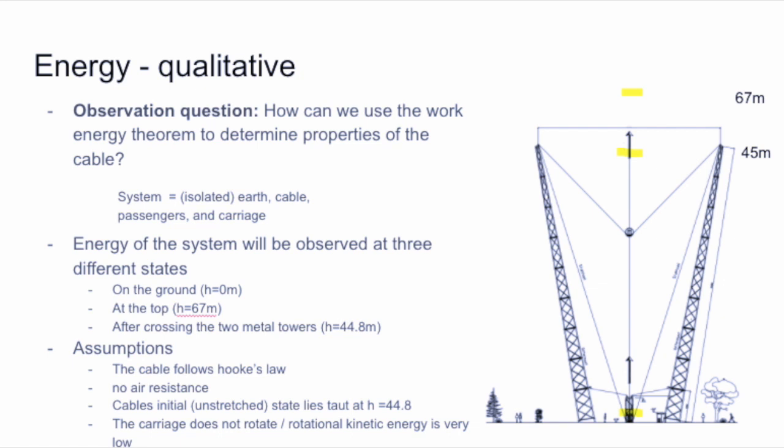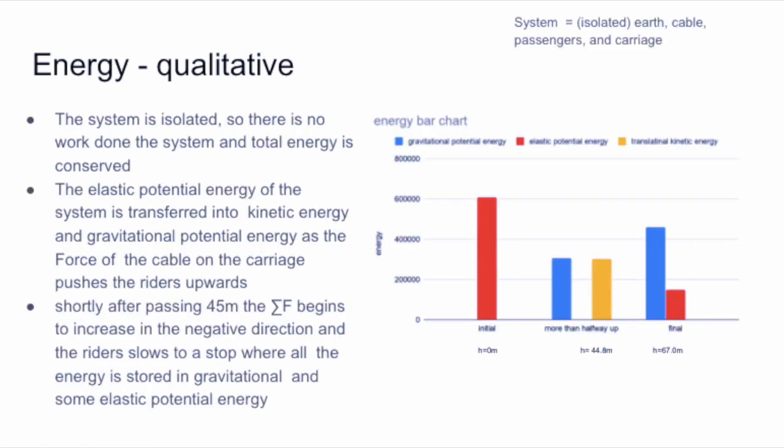The assumptions we're going to be taking into account are that the cable and the springs in the mechanism follow Hooke's law, that there is no air resistance applying negative work on the system, and that the cable's initial unstretched state lies taut at around 45 meters. This is going to help us determine the elastic potential energy later on. And then also we're assuming that the carriage does not rotate, or that rotational kinetic energy is very little. The system is isolated, so no work is done on the system, and the total energy remains conserved.